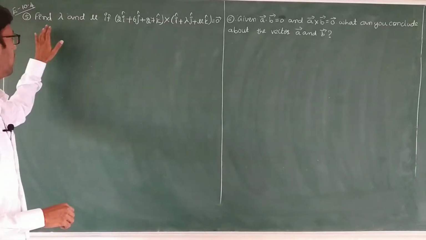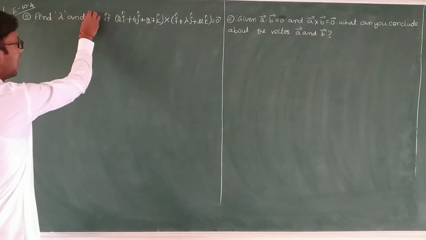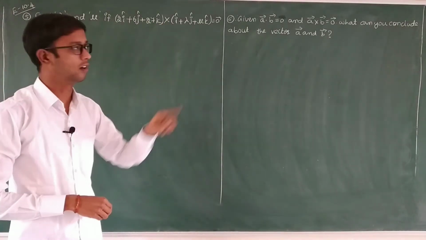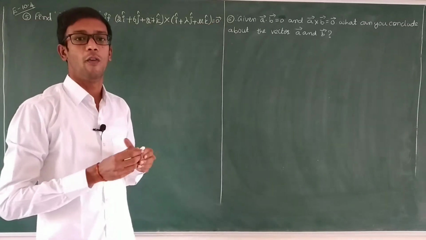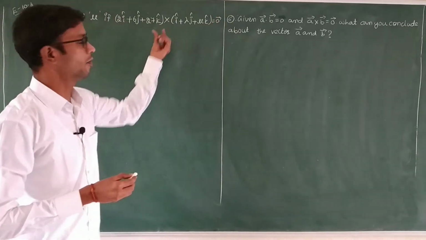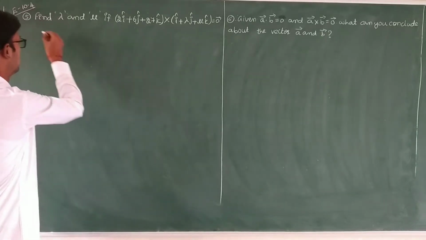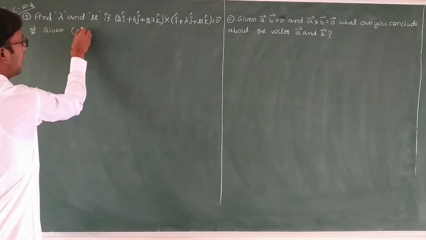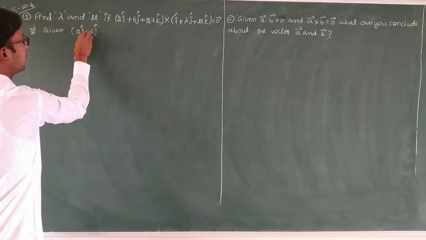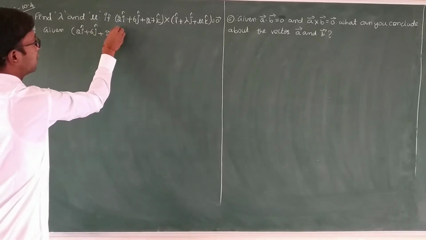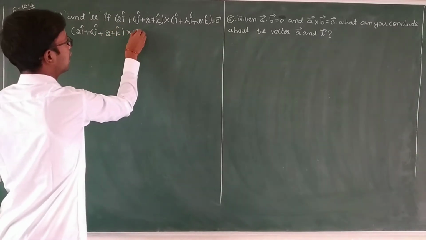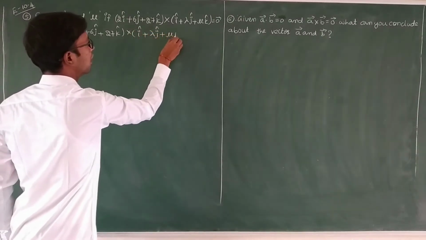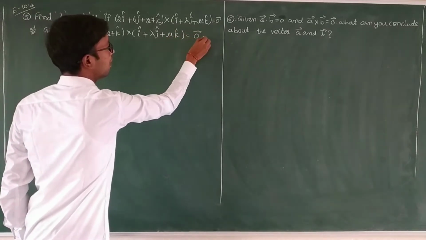Here you observe, find lambda and mu if the cross product of two vectors is the 0 vector. 0 bar means the 0 vector. So now we have to do the cross product of these two vectors. A simple problem, the solution is given: 2i cap plus 6j cap plus 27k cap cross product with i cap plus lambda j cap plus mu k cap is equal to 0 bar.